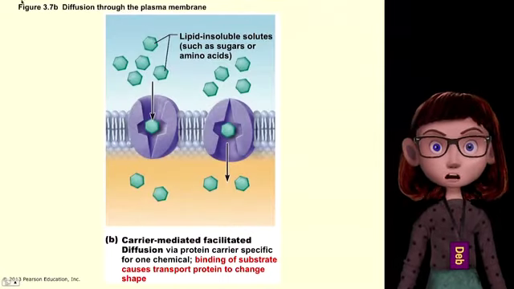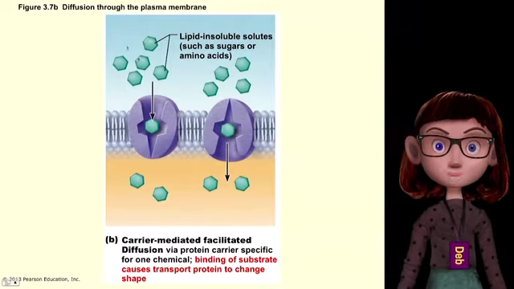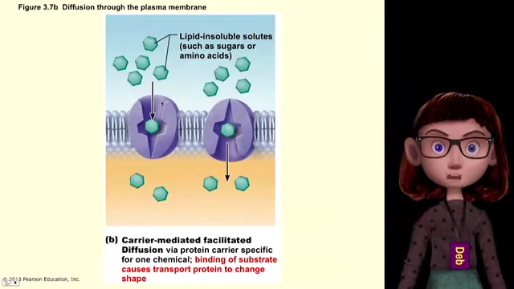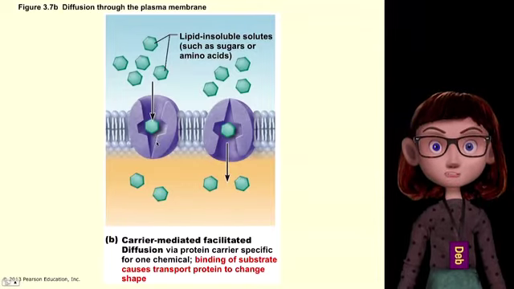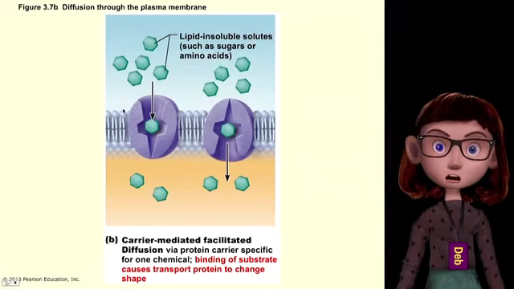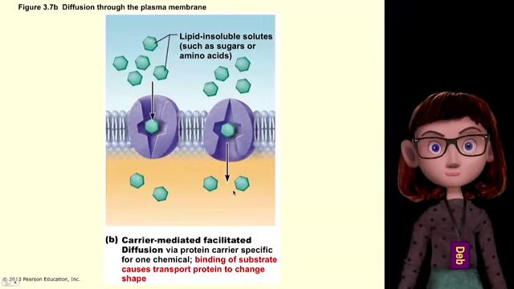Figure 3.7b shows this diffusion through carrier-mediated facilitated diffusion. So you can see here the substance is in greater concentration on this side of the membrane than down here, so it will go passively, but it needs to be carried through some type of a carrier. It needs to be transported using this channel because it's lipid insoluble, things like sugars or amino acids. This carrier protein will bind the substrate here. We call this a substrate, and then it will transport it to the other side of the cell membrane.